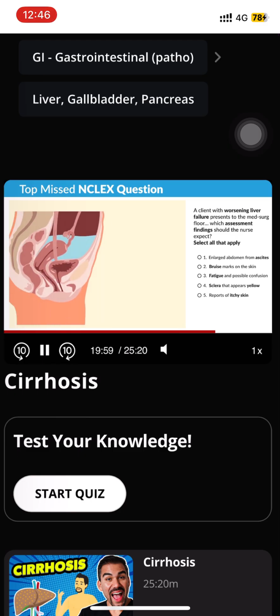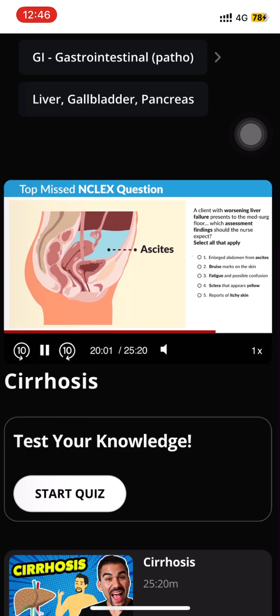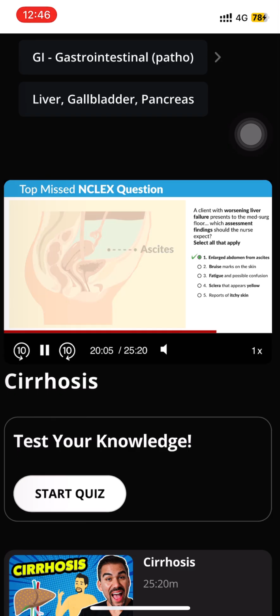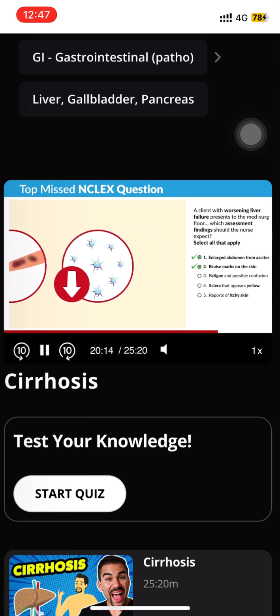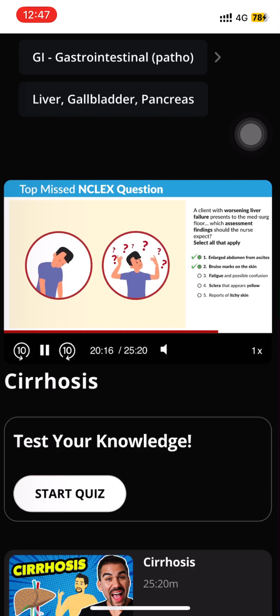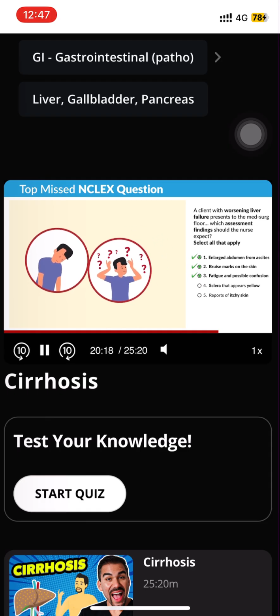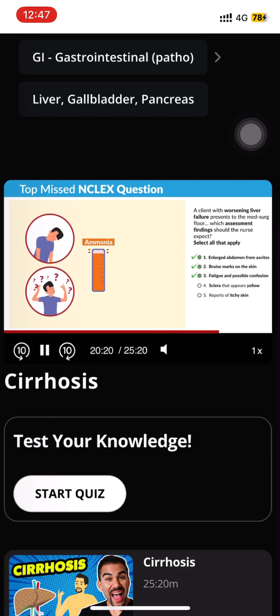Option 1, an enlarged abdomen from ascites. Yes, ascites is that abdomen filled with fluid. And bruising marks all over the skin, yes, from the lack of clotting factors leading to easy bleeding, resulting in bruising. And fatigue and possible confusion, for sure, from possible elevated ammonia levels leading to hepatic encephalopathy.